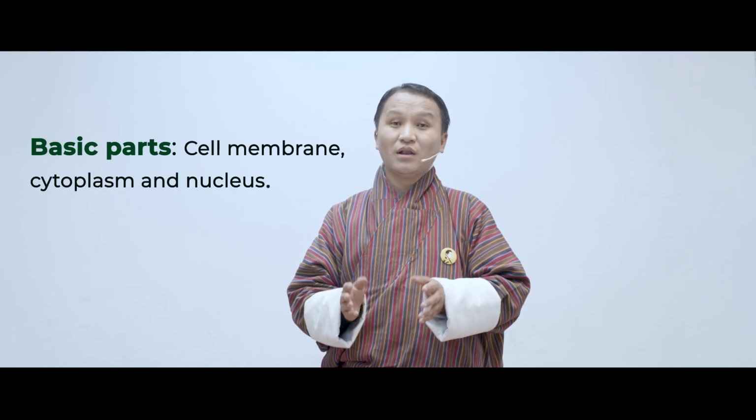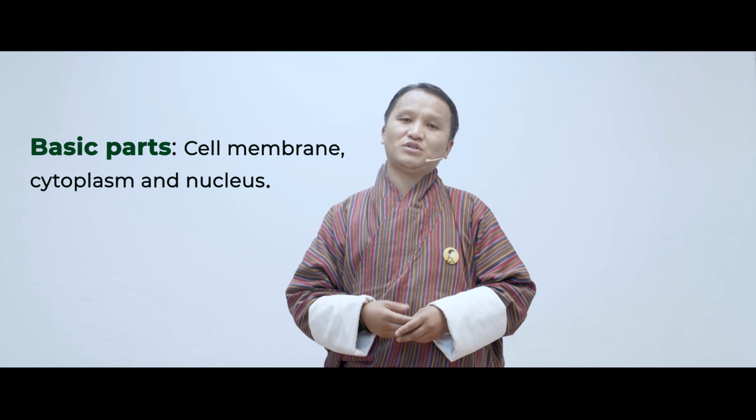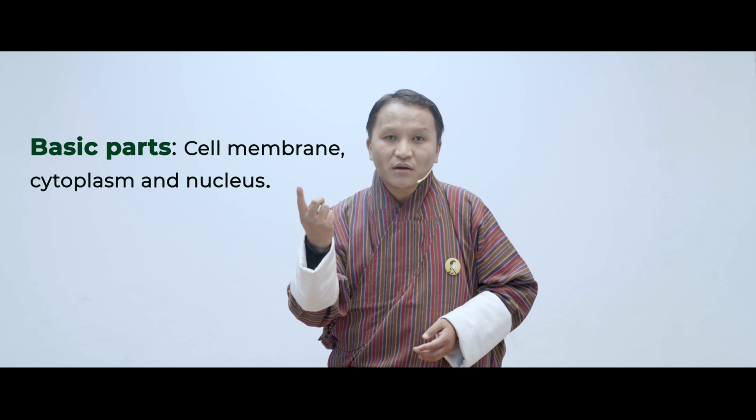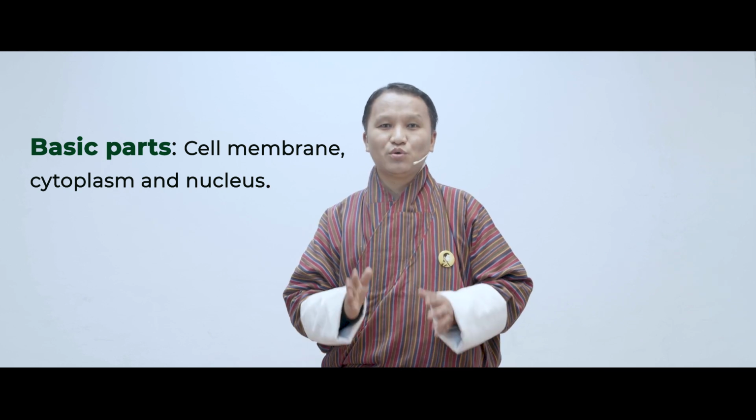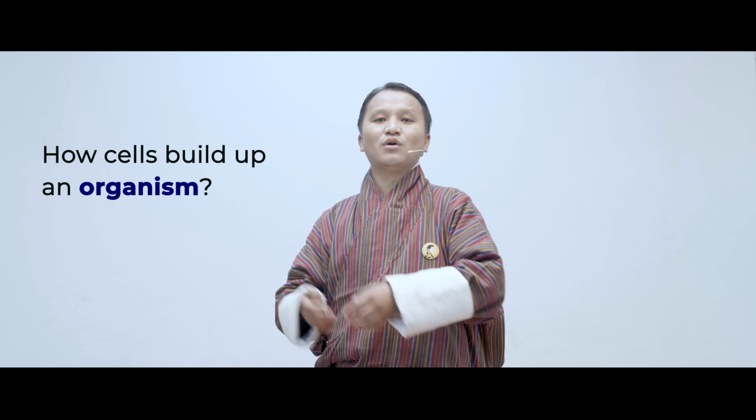Number two, we have also looked at the basic parts of cell, wherein we said that the three basic components of cells are: number one, cell membrane; number two, cytoplasm; number three, nucleus. After that, we talked about 5 cell organelles, their characteristics, and the functions, or how they contribute in the survival of a cell. Finally, we have looked at how cell contributes in building up an organism through the formation of tissue, organ, and organ system, thereafter the organism.